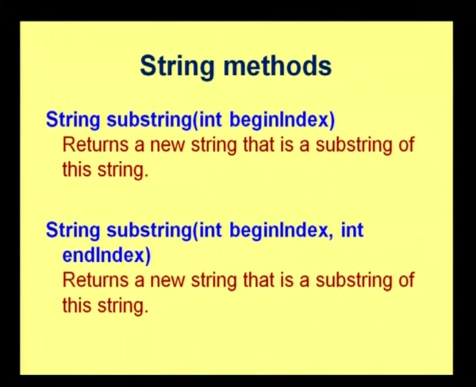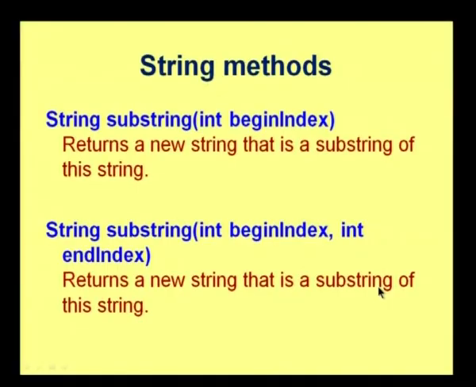For example, I have "welcome". If I give 2 as the index, it will take 2 as the beginning index and print the value until the end of the string. I can also have a substring in the middle, so I can give the beginning index and also the end index. So substring, beginning index and then your end index. This returns a new string that is a substring of this string.